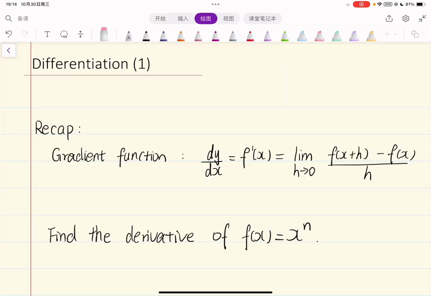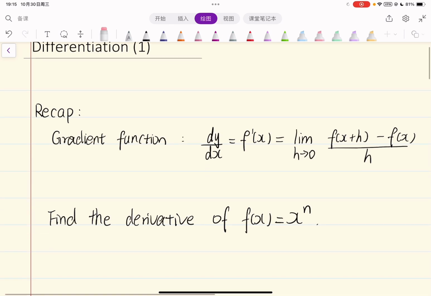Hello everyone, in this video we are going to learn about differentiation. Firstly, let's quickly recap the gradient function: dy/dx equals the limit as h tends to 0 of f(x + h) minus f(x), over h.